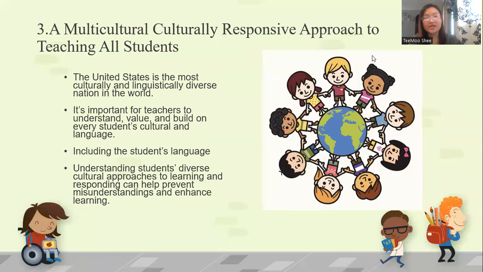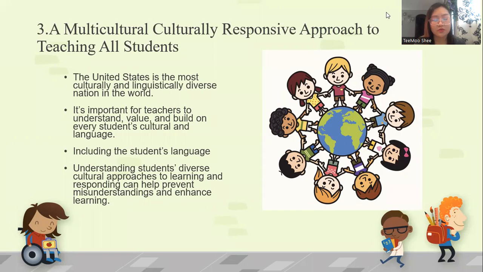And my third highlight will be a multicultural, culturally responsive approach to teaching our students. According to the textbook, the United States is the most culturally and linguistically diverse nation in the world. It is important for teachers to understand, value, and build on every student's culture and language, including the students' language, which for me personally is very helpful.